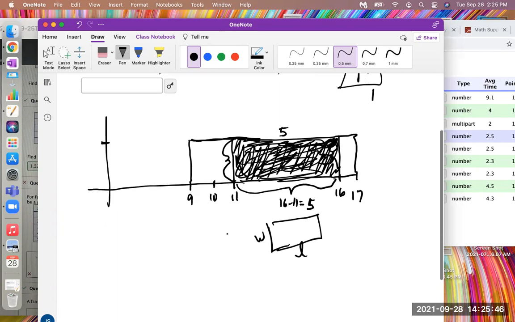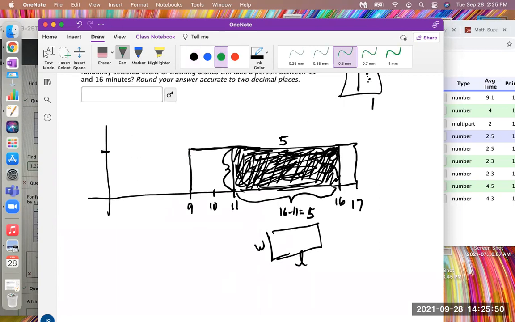To figure out that width, we have to go back to the fact that the area of this larger rectangle has to be 1 whole. If you think about it, between 9 and 17, 17 minus 9 is 8. You basically cut this rectangle into 8 equally spaced pieces. They all have to add to one whole, so they have to be 1/8 in value.